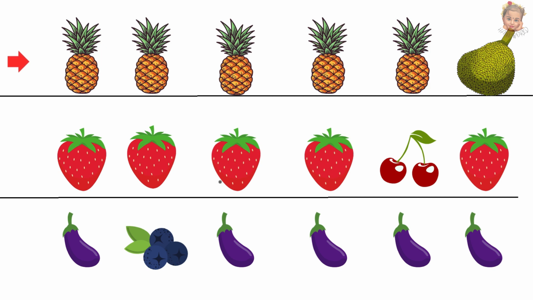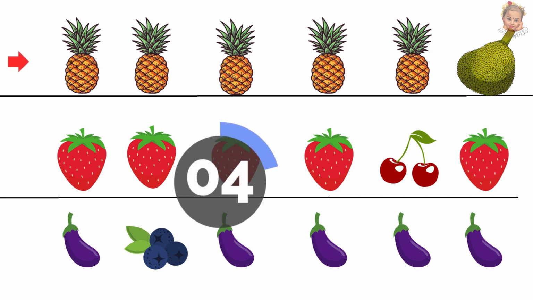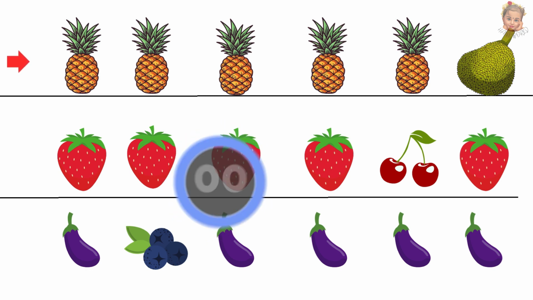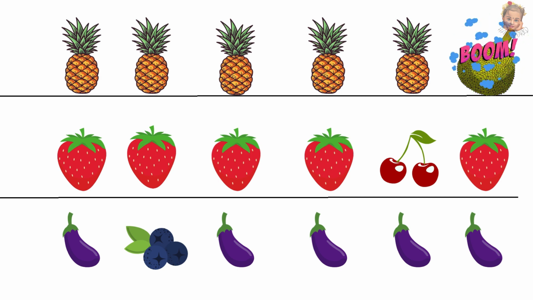Yes, next slide. In the first row, which fruit is the odd one out? Kids, listen. The answer is jackfruit. Jackfruit is the odd one out in the first row.